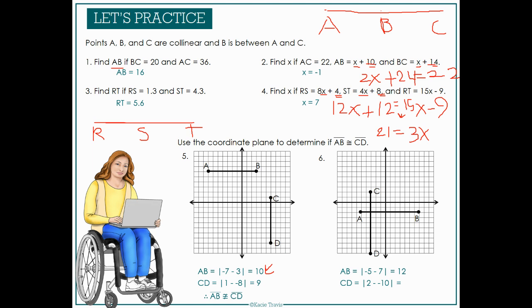Next one, we're going from -5 to 7 for AB. And then I'm going from 2 to -10 for the other one. So I go through, I got 12 for the first one. This should actually be 12 for the second one. I don't know why that didn't pop up. My bad. And then that means that since both of these two are the same, these two lines are congruent.